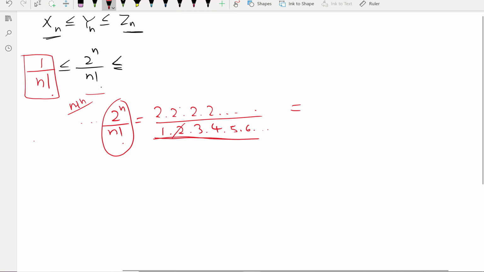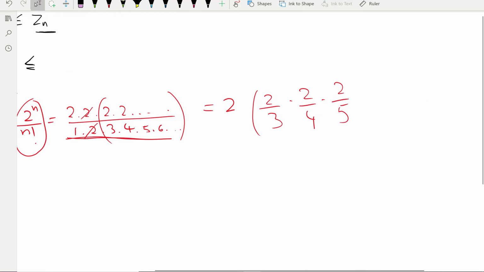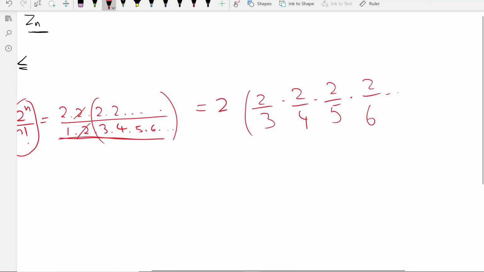So what I'm going to do here, listen carefully. This 2 and 2 cancel out, you can see. So it's 2 times, and the rest I'm going to write inside parentheses: 2 over 3, 2 over 4, 2 over 5, 2 over 6, and the last term will be 2 over n, right? Perfect.